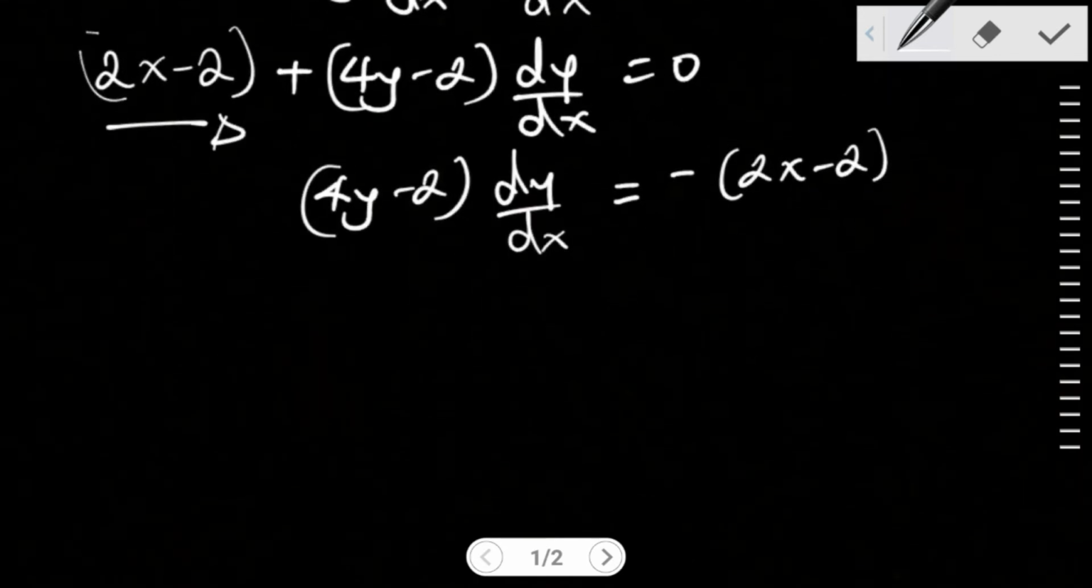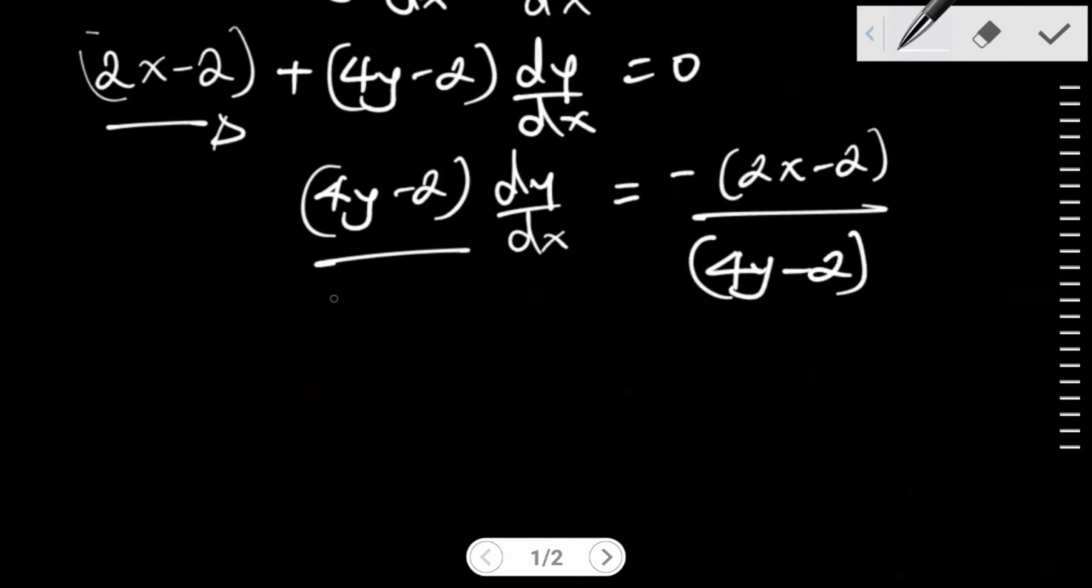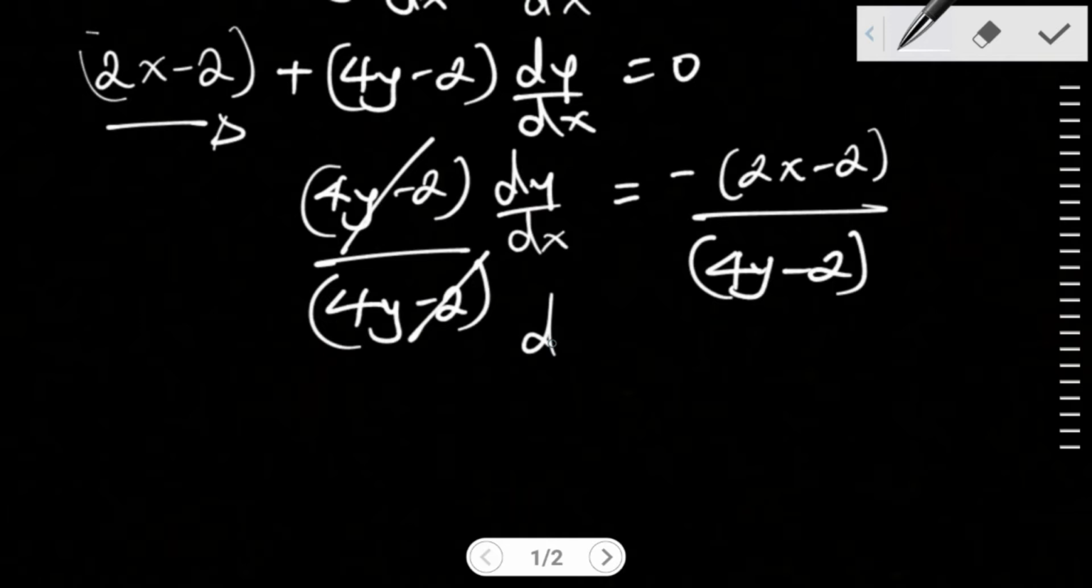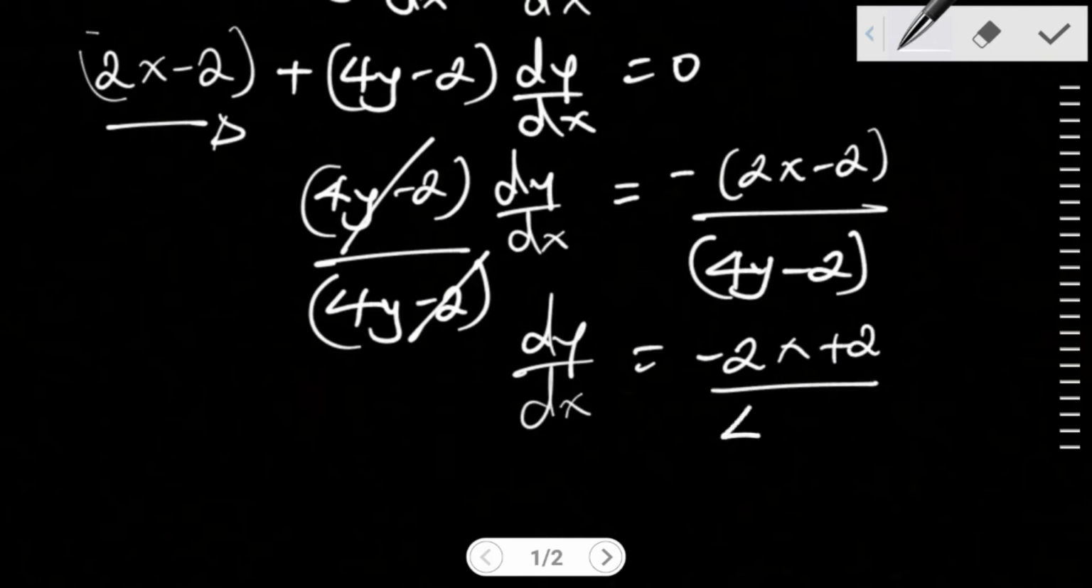Now let's divide throughout. I'm going to divide by 4y minus 2, and so I cross this with this. So our derivative, dy/dx, would be equals to negative 2x plus 2 divided by 4y minus 2.